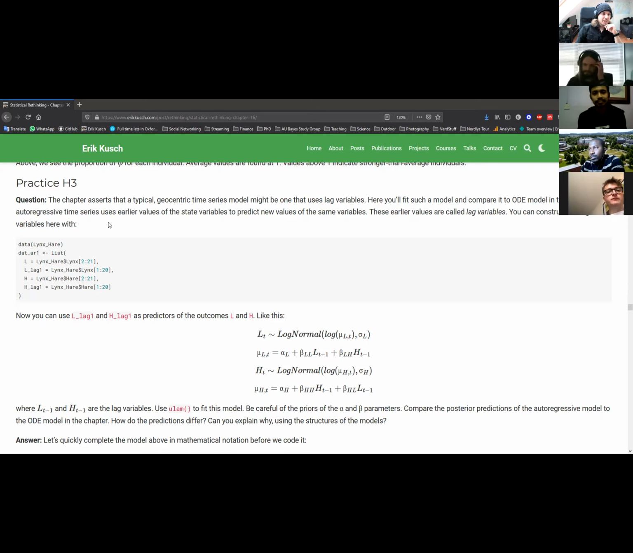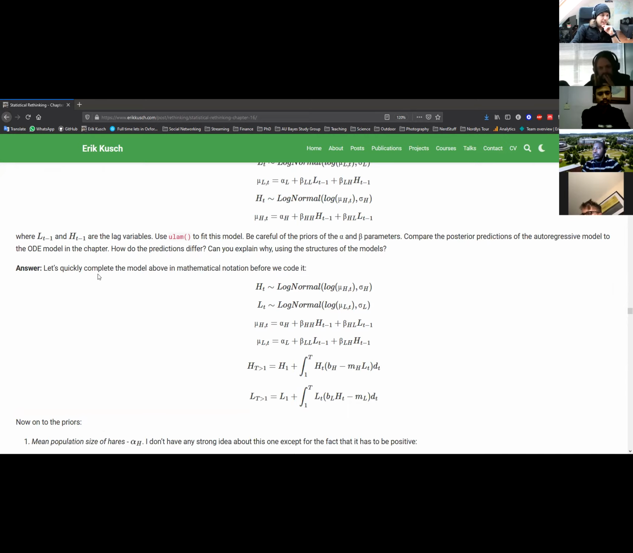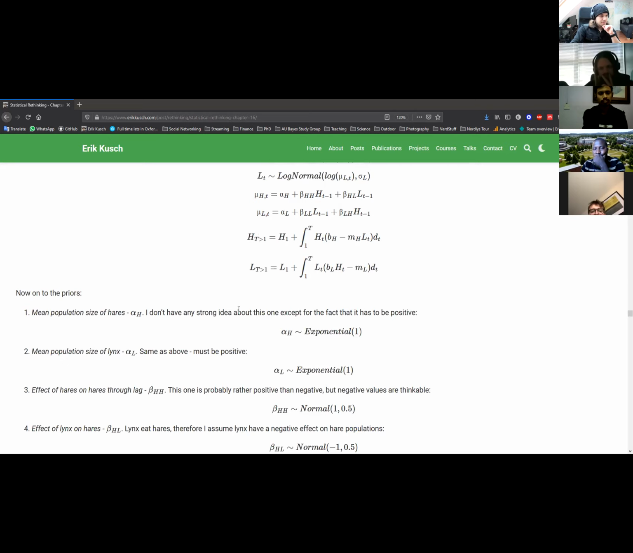So H3: the chapter asserts that a typical geocentric time series model might be one that uses lag variables. Here you'll fit such a model and compare it to the ODE model in the chapter. An autoregressive time series uses earlier values of the state variable. Prepare the data, use this model, and compare that to the ODE model from the chapter. So I'll quickly paste back in what the chapter did, and then talk about the priors.